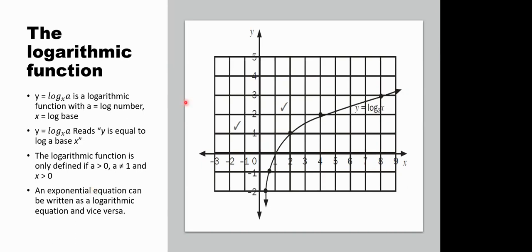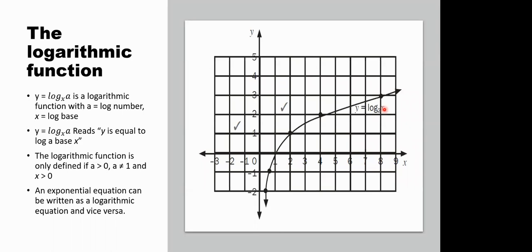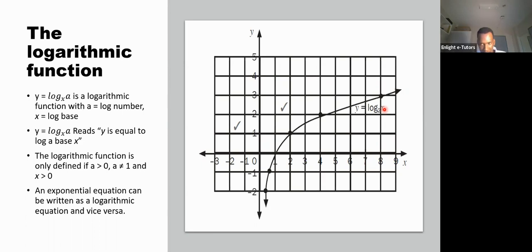So logs are functions on their own. I cannot say that a log is an exponential. A logarithm is a function on its own. Because if you want to rewrite this, it's going to be y is equal to 2 to the power x. And then your graph is not going to be like this; it's going to go kind of this way. You understand?